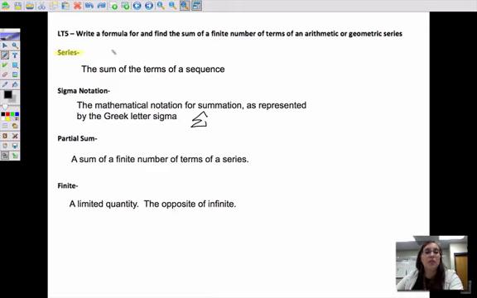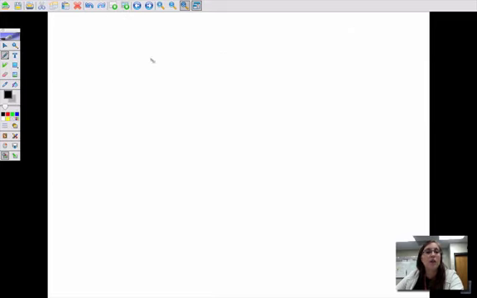So I want to do an example with you. Go ahead and pause this if you need to finish writing these down. Otherwise, I'm going to move on here and show you a quick example that's not in your notes. So let's say we were working with a sequence that started at 1 and then added 3 every time.